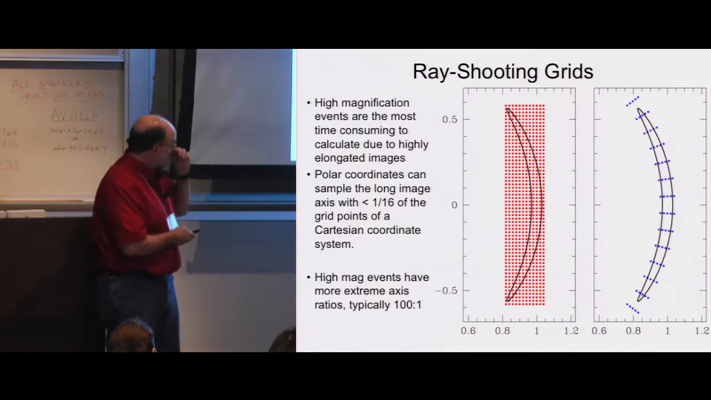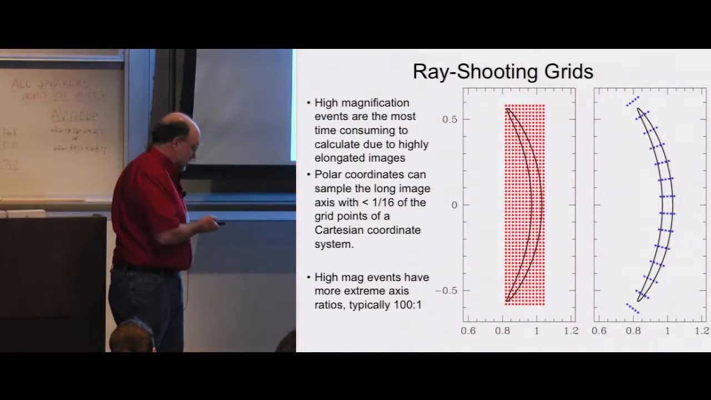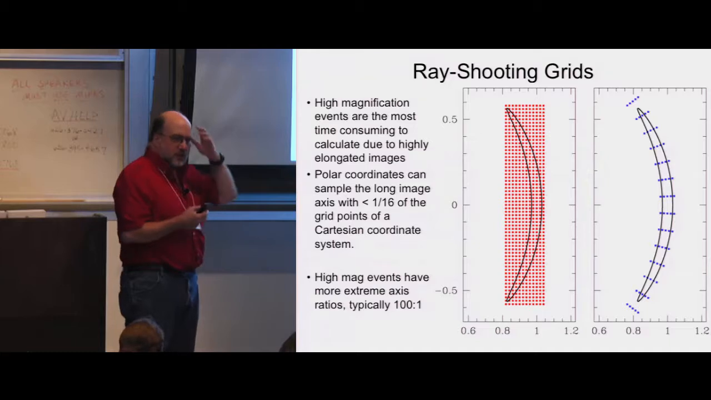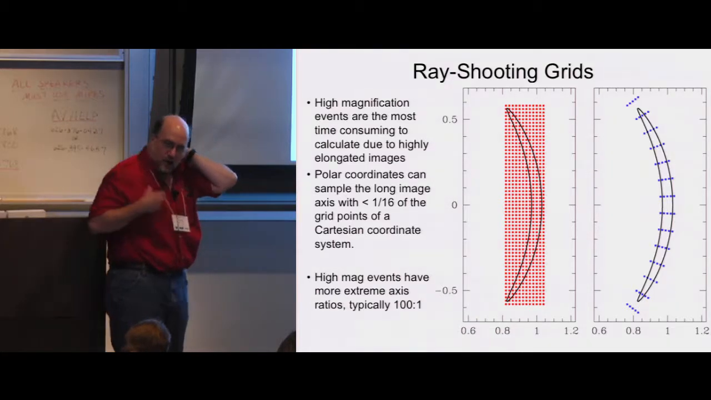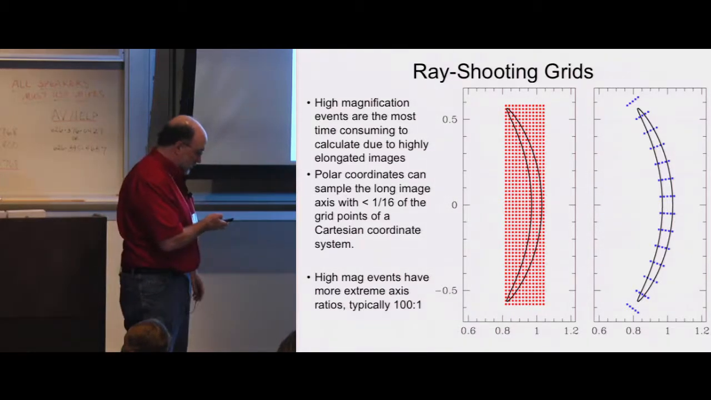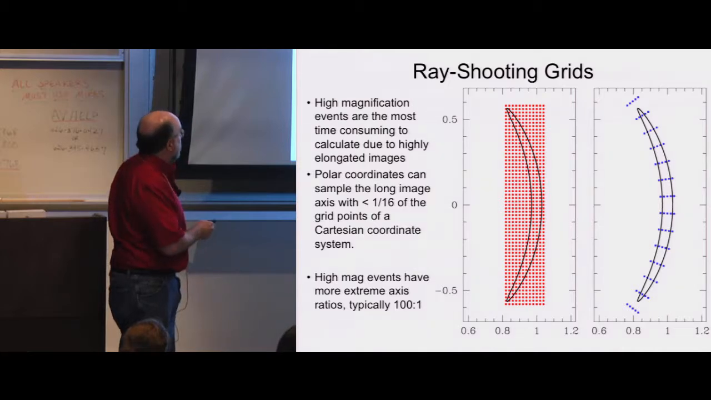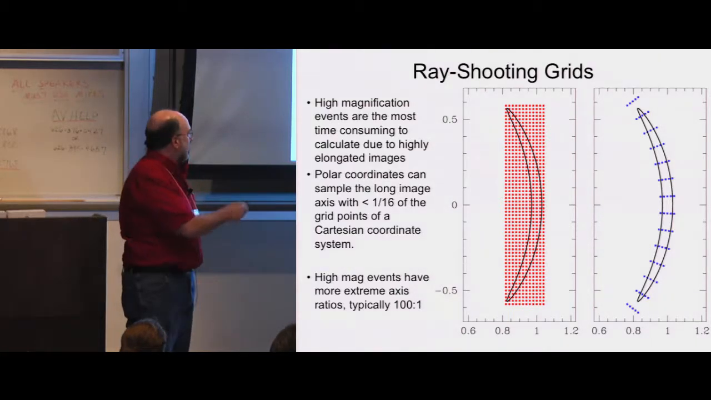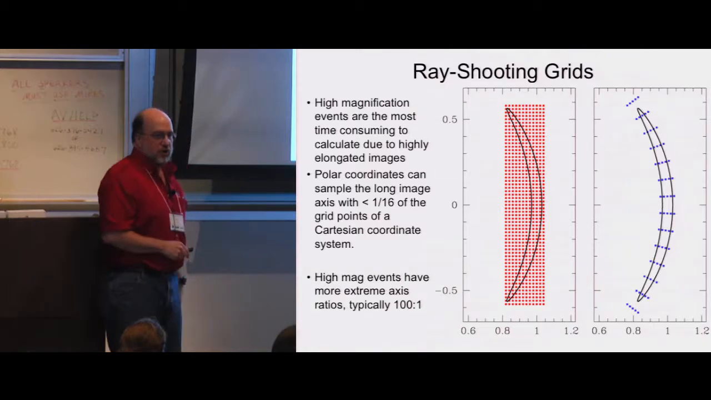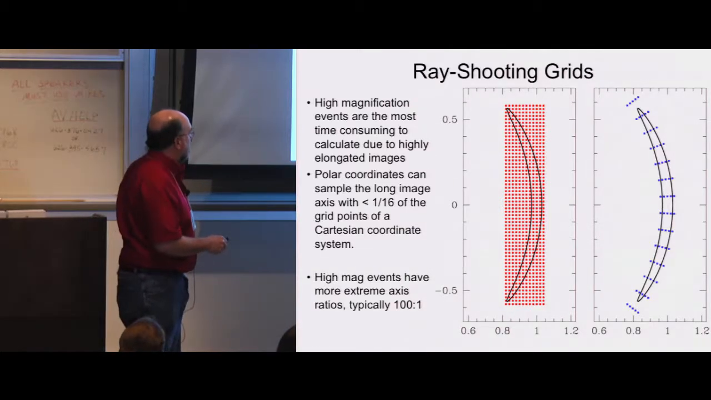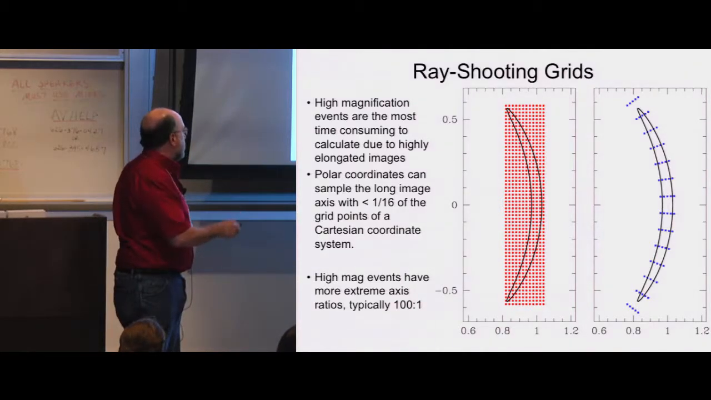So this is why you want to use polar coordinates. These highly magnified images get bent into very long arcs, often with an axis ratio much larger than this, more like 100 to 1. And if you use a rectilinear grid, then you're calculating on all these grid points where there's no source, so you're doing calculations for nothing. Plus, everything's elongated along the arc.